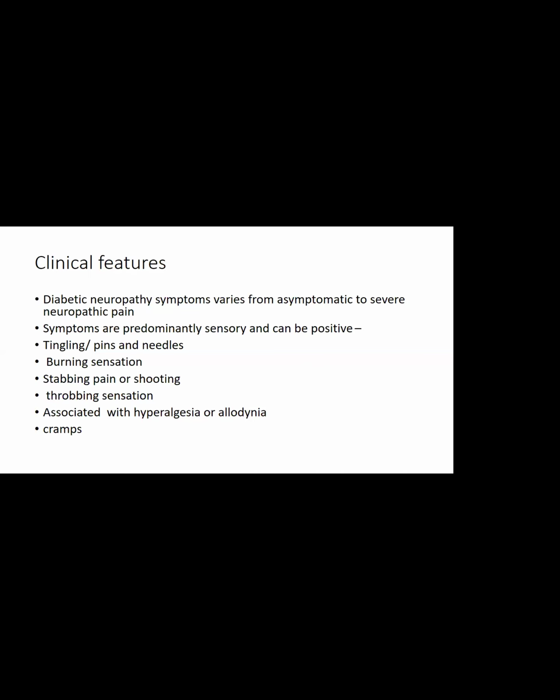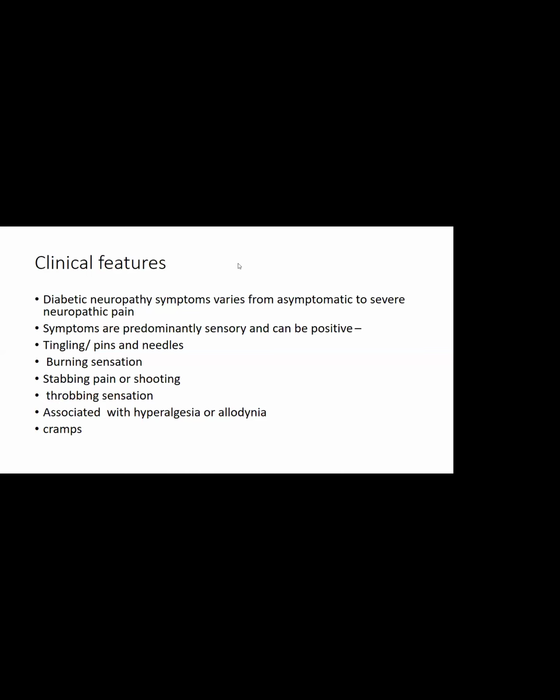Diabetic neuropathic symptoms vary from asymptomatic to symptomatic neuropathic pain. Symptoms are predominantly sensory and can be positive, which includes tingling, pins and needles, burning sensation, stabbing pain or shooting pain, throbbing sensation associated with hyperalgesia or allodynia or cramps. So these are the neuropathic pains that we see.